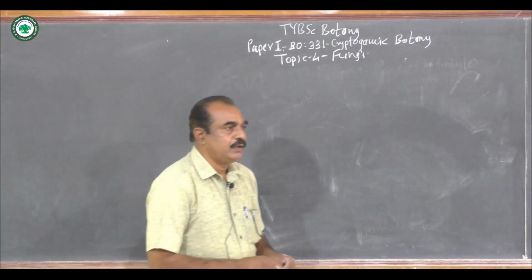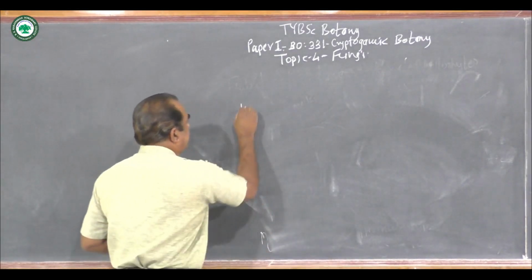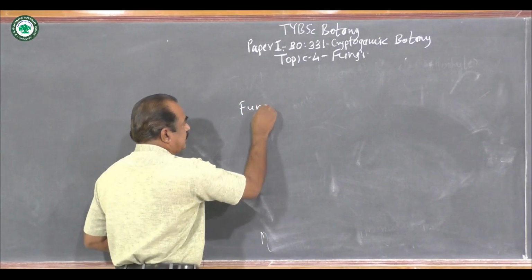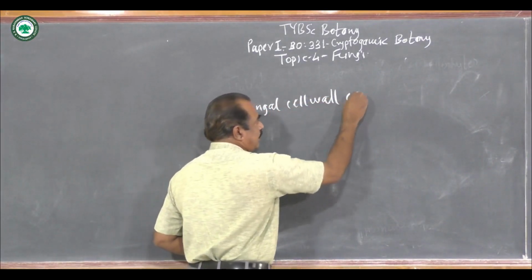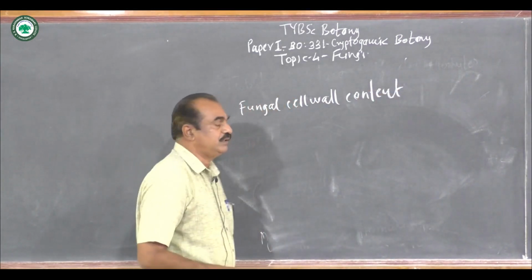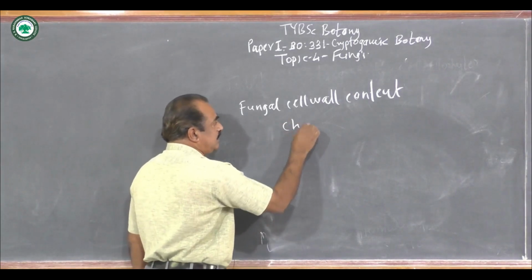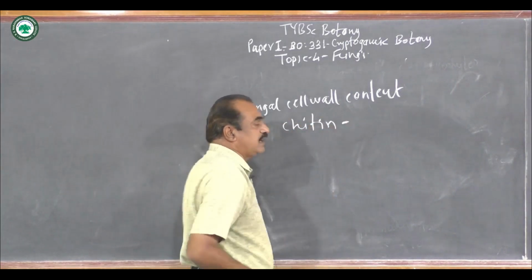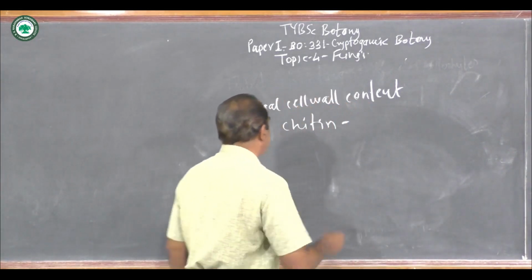Now in fungi, there is the most important character of the fungal cell, that is the fungal cell wall content. Generally in the fungal cell wall there is one content which is called the fungal cellulose, and it is called chitin. This is the characteristic feature which is found in the fungi. The next character, fungal nutrition.